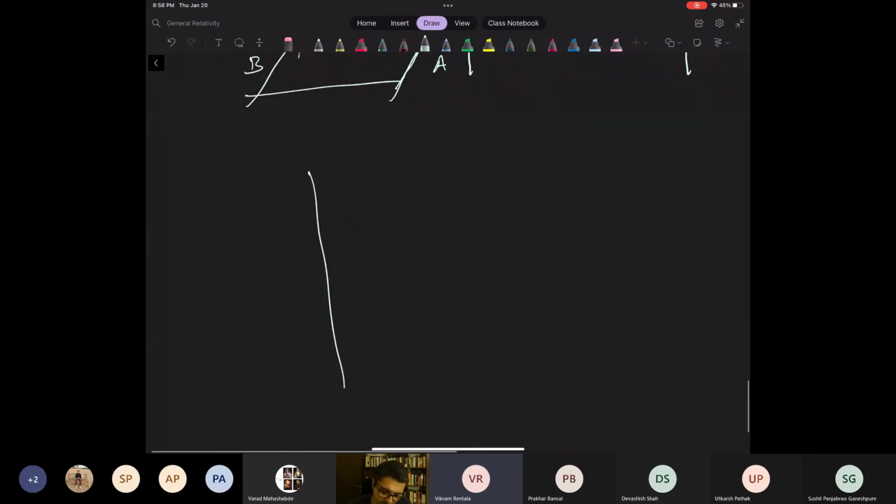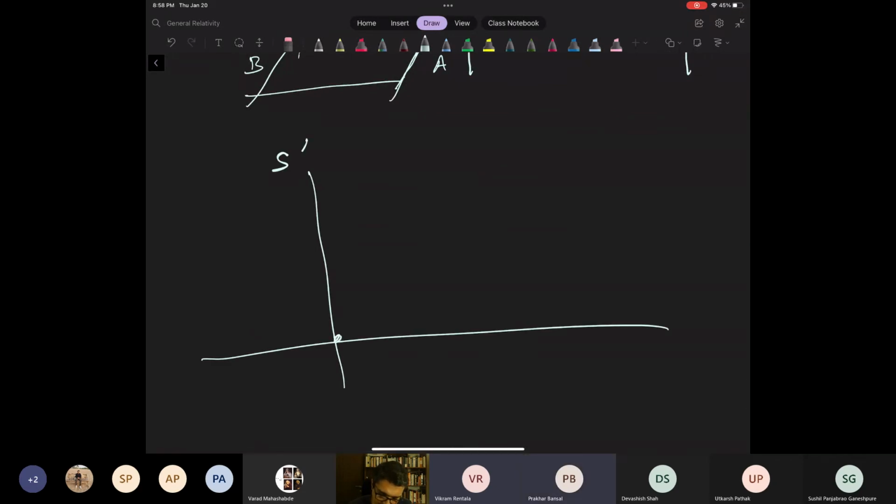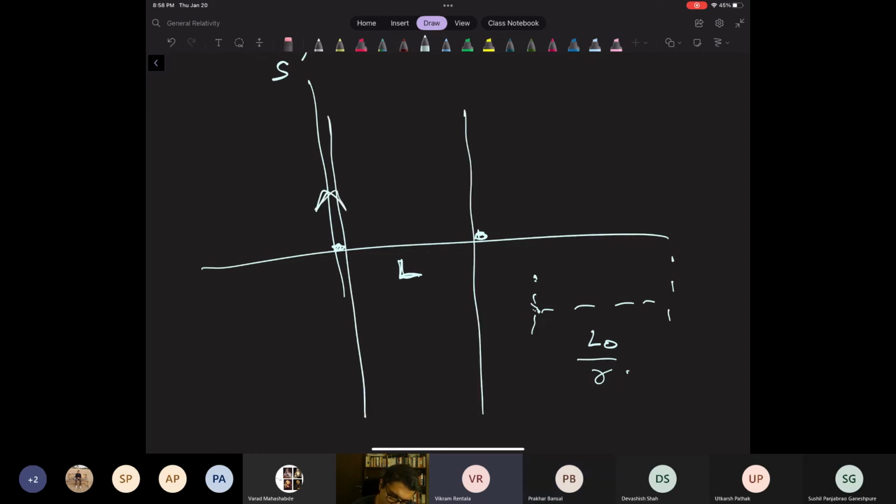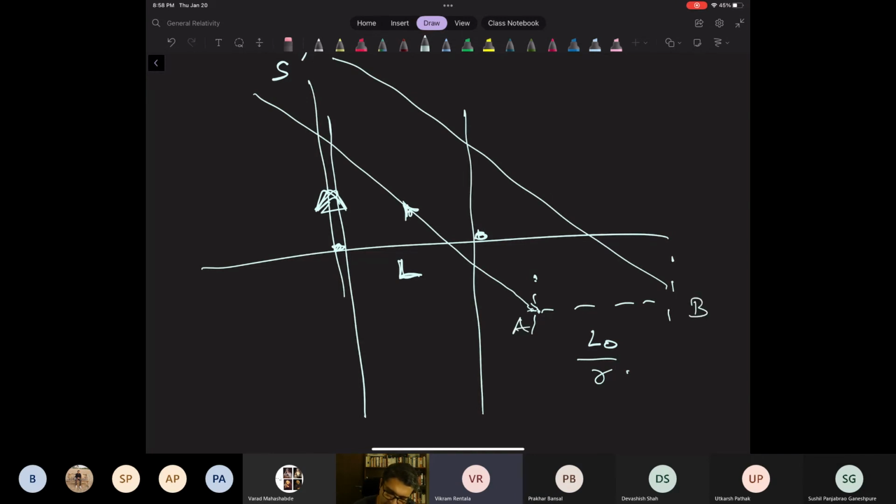In the frame of the rod, which has a fixed length L, the bond is moving towards it, and the bond is length contracted. That is, the bond has a length L0 by gamma, and the bond is moving towards it. So let me just draw it. This is the world line of the rod, and this is the world line of the one end of the bond, and this is the world line of the other end of the bond.